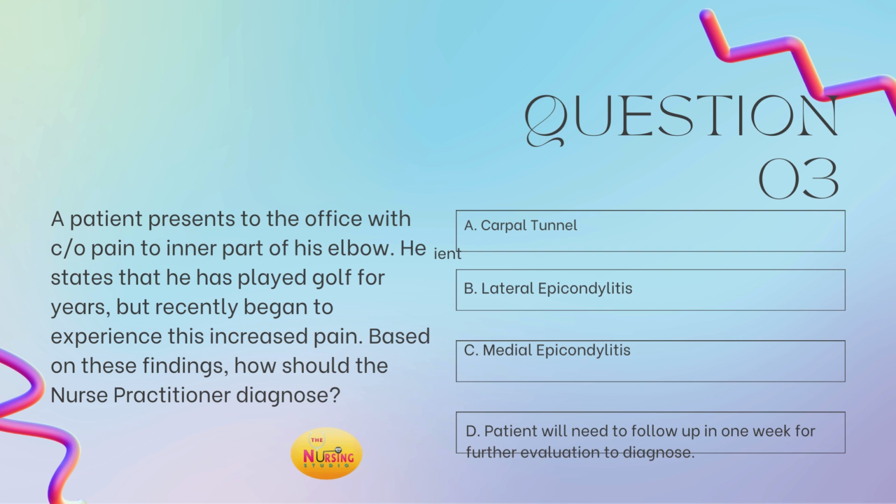And this is caused by constantly doing those repetitive motions that has caused this area to be inflamed. And typically repetition will cause this to flare more is what I'm trying to say. And then basically they just need to rest it. They need to sit out on the golf for a little while and rest that elbow. But yes, C, medial epicondylitis.